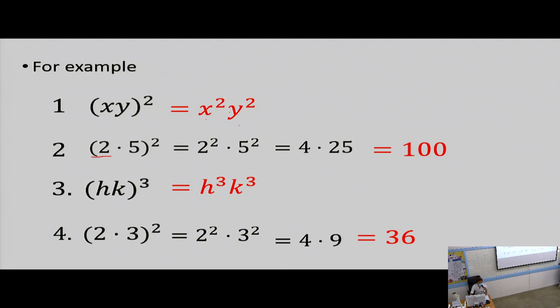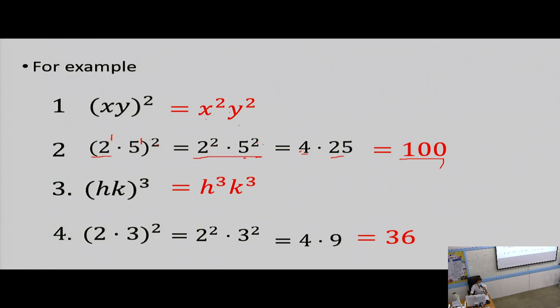Same thing as number 2. This is to the power of 1, right? To the power of 1. So that would be 2 to the power of 1 times 2. That would be 2 to the power of 2. 5 to the power of 1 to the power of 2. That is 5 to the power of 2. And if we simplify this, 2 to the power of 2 is 4. 5 to the power of 2 is 25. And 4 times 25 is 100.